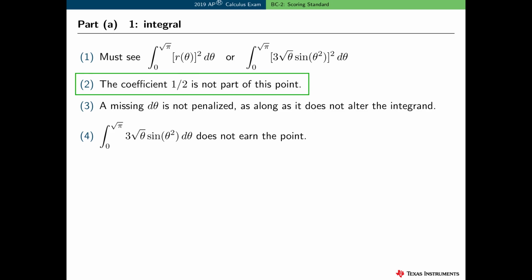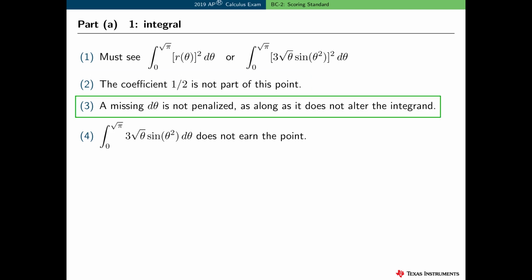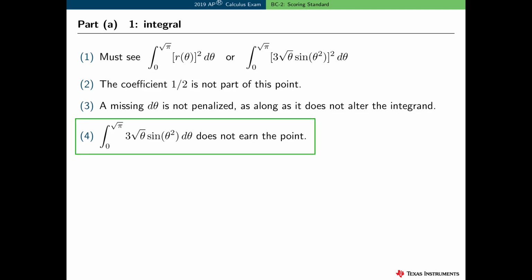The coefficient 1/2 is not part of the first point. A missing d theta is not penalized as long as the integrand is clear. In other words, a missing d theta could make the integrand ambiguous, in which case the student would not earn this point. And finally, this integral, in which the integrand is not squared, does not earn the first point.